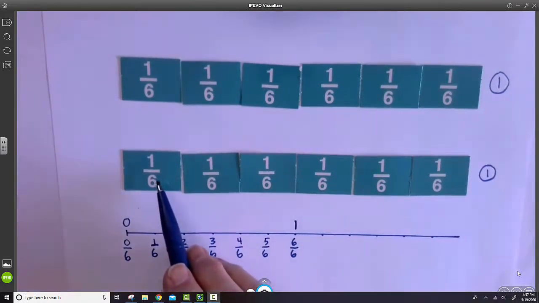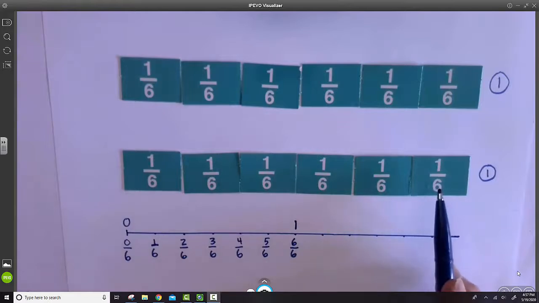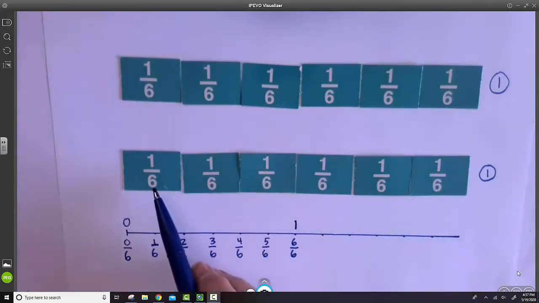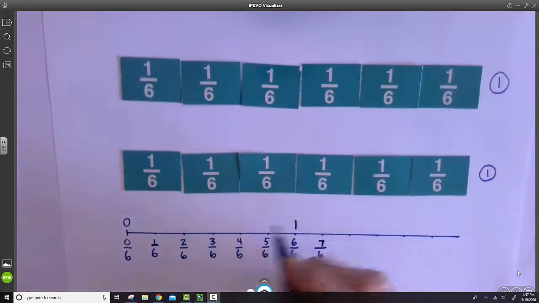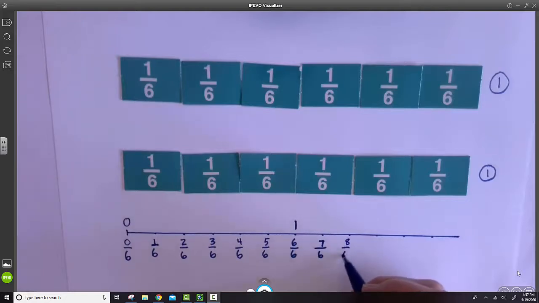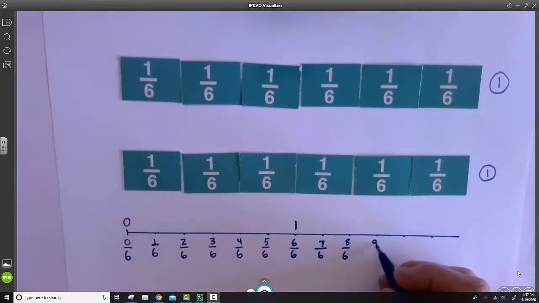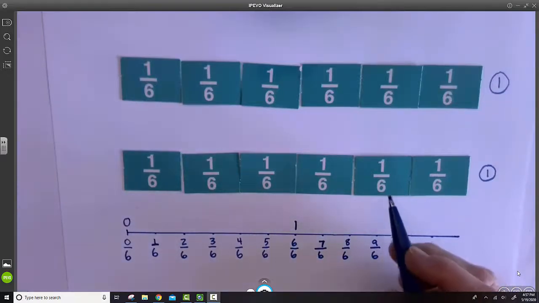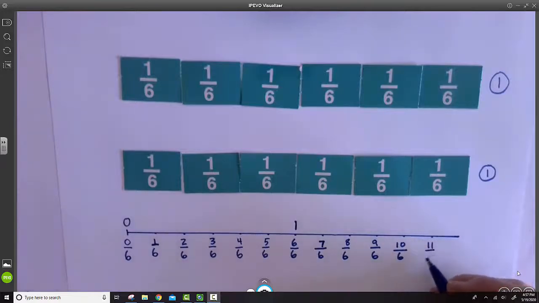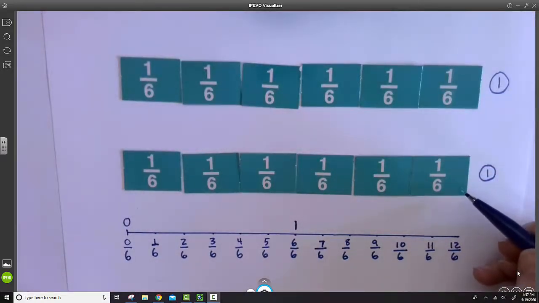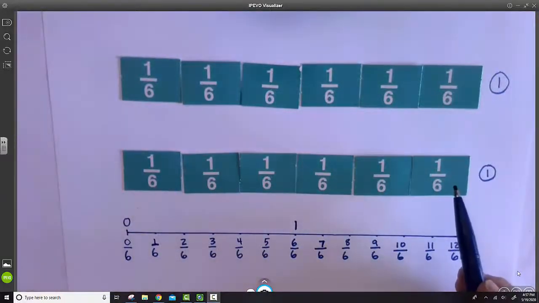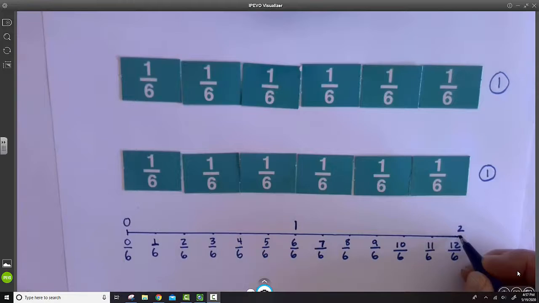Now we move into our next row of fractional pieces. Beginning at the left, that would be then 7/6, 8/6, 9/6, 10/6, 11/6, and 12/6. And as we completed this second row of 6, we see we would have 2 complete wholes. So we can also say that this is 2.